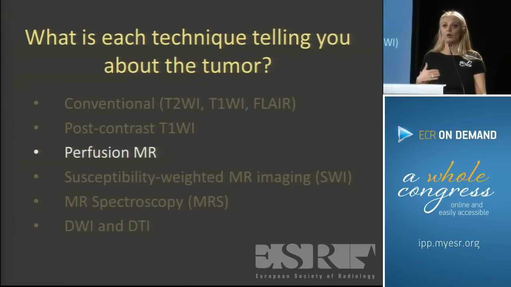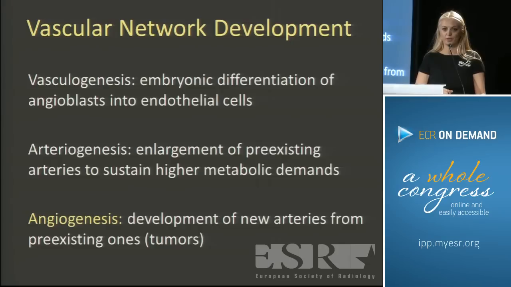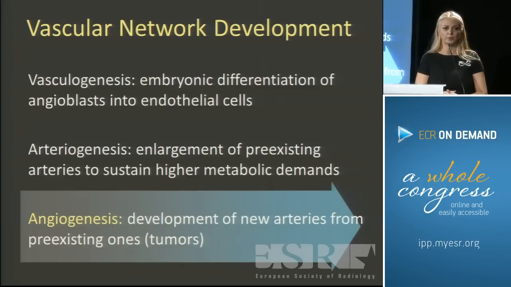Means we need to go further in this tumor protocol to something called perfusion MRI. To understand what perfusion is giving you for brain tumors, we have to go a little bit back into pathophysiology. So we have terms called vasculogenesis, arteriogenesis, and finally angiogenesis. And that is exactly what we're looking at when we're talking about brain tumor. What does angiogenesis mean? It means development of new arteries from pre-existing ones.